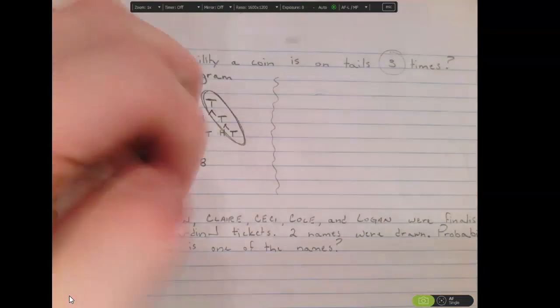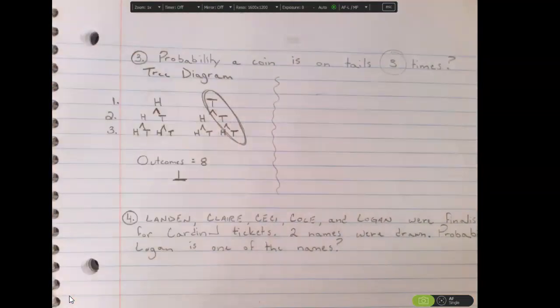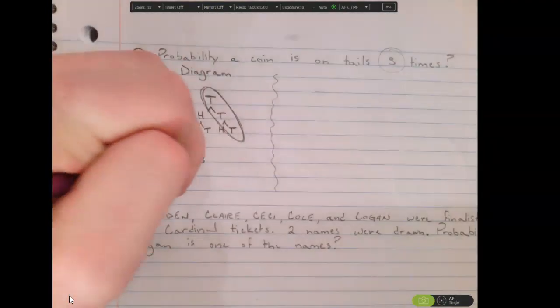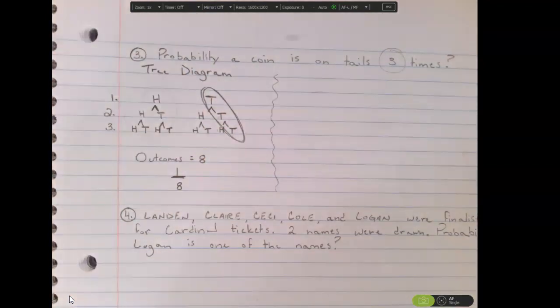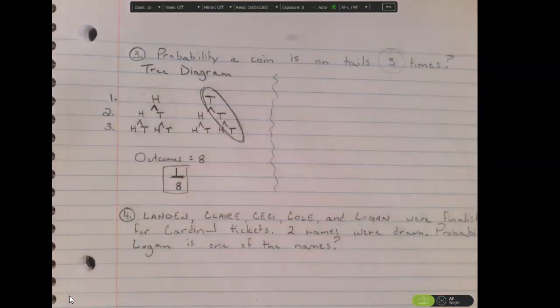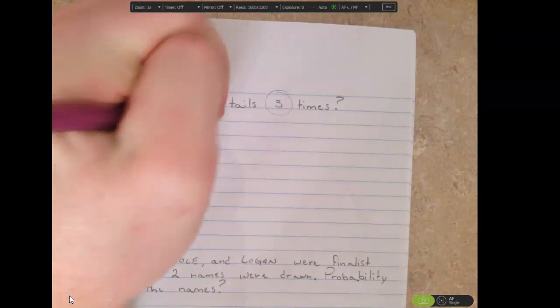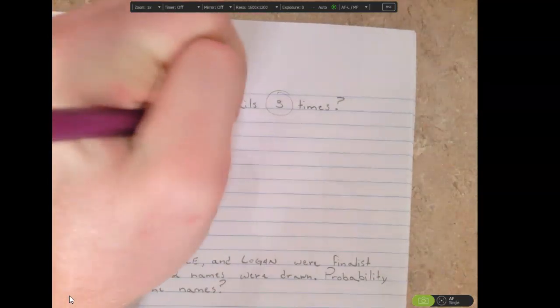So my probability is going to be how many times it happens. It happened 1 time over however many total outcomes there are. And there's 8 total outcomes. So 1 over 8. We could also, guys, do this through what we'll just call the multiplication method.